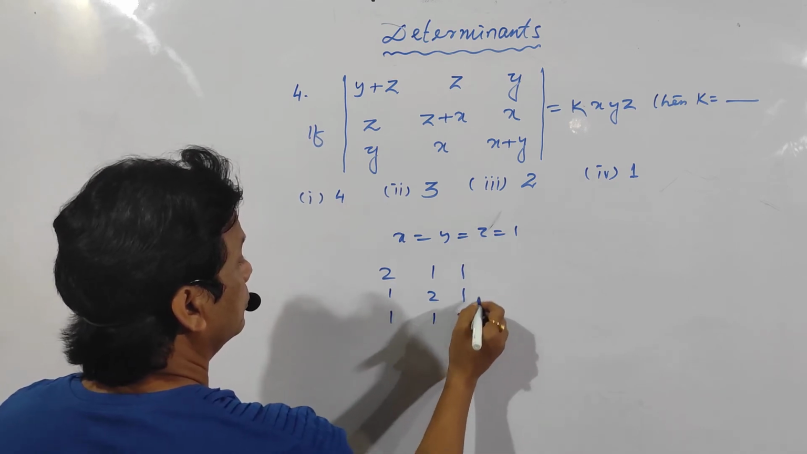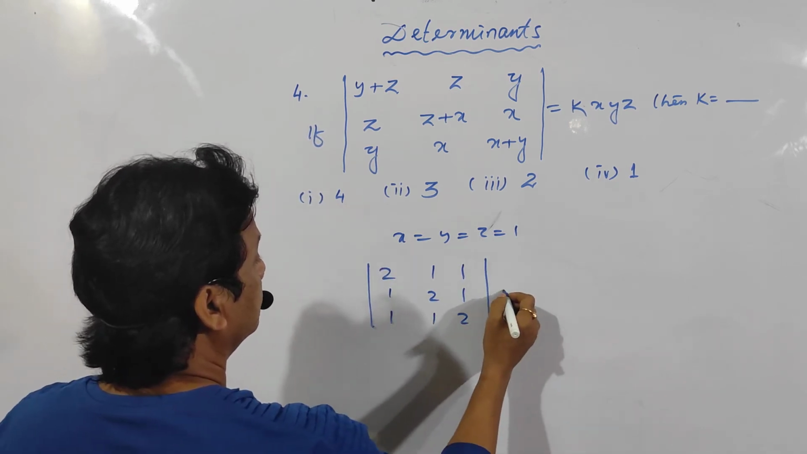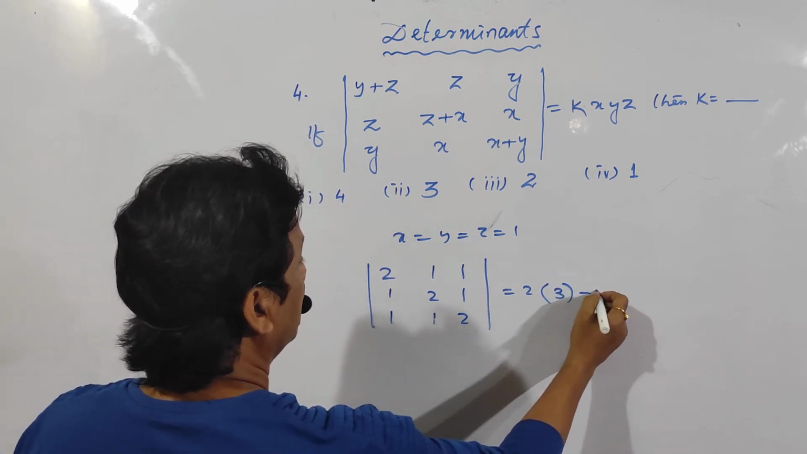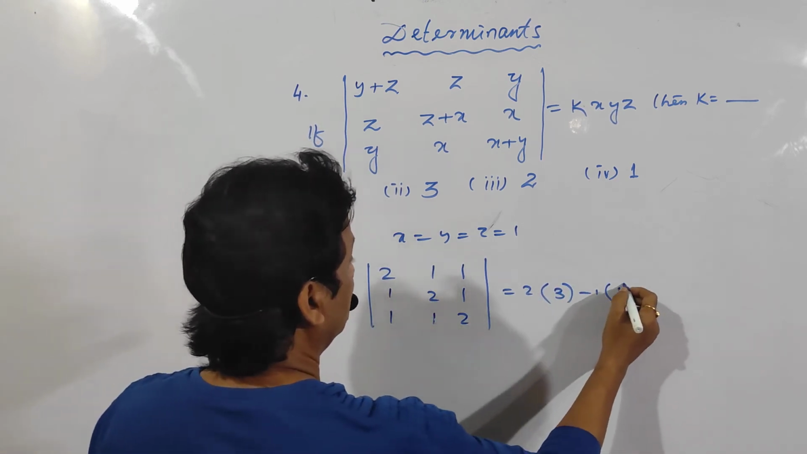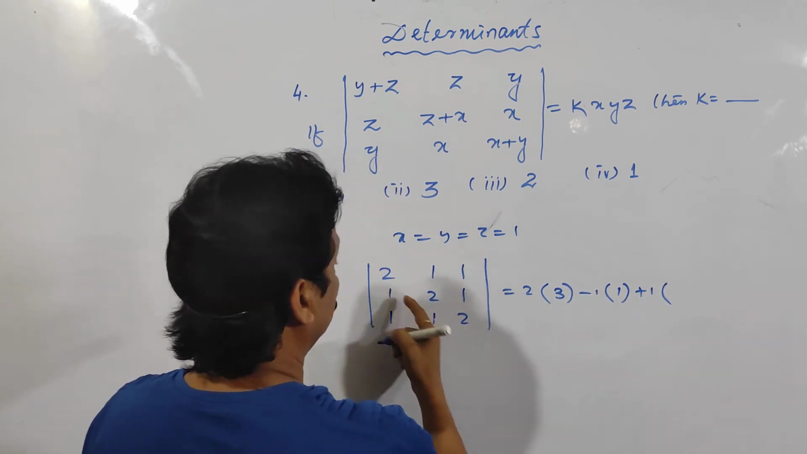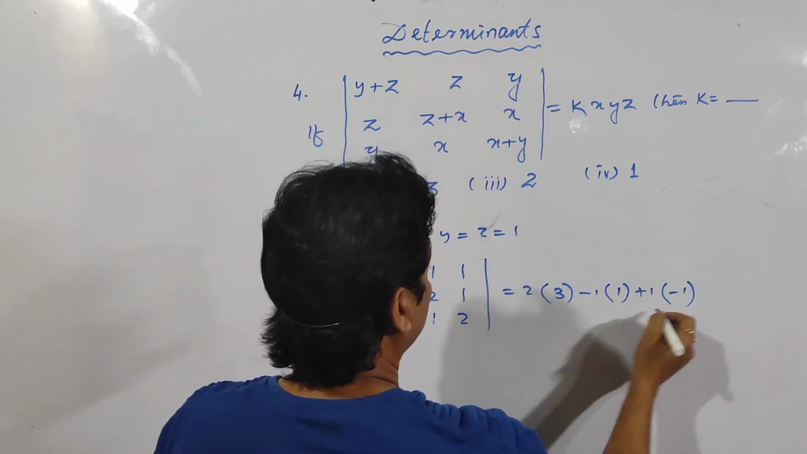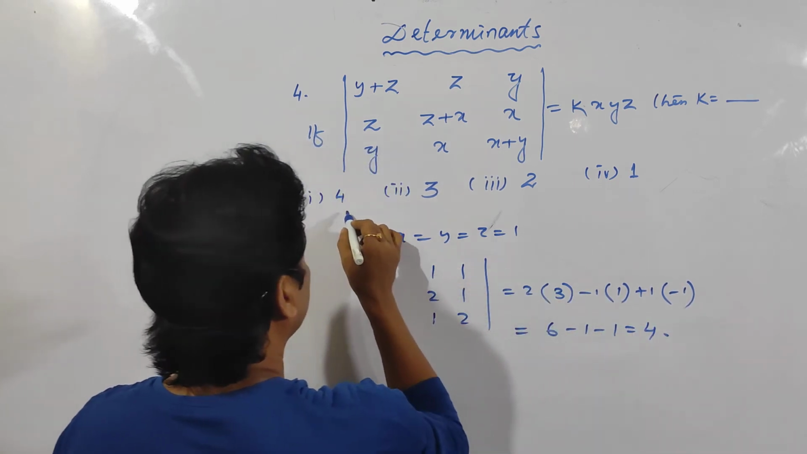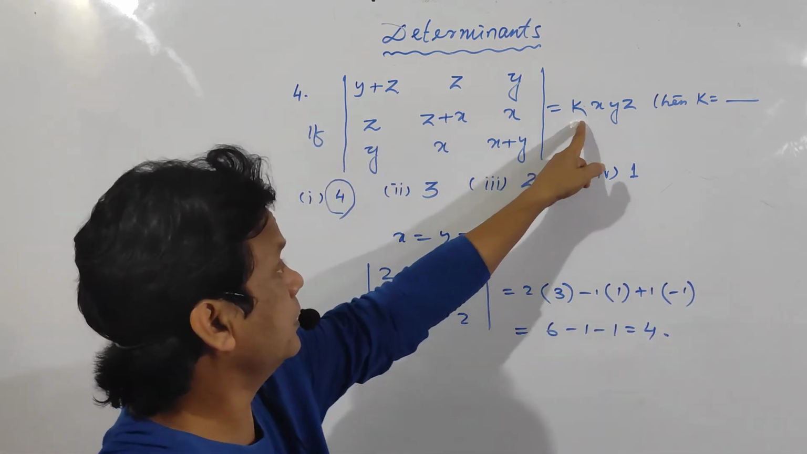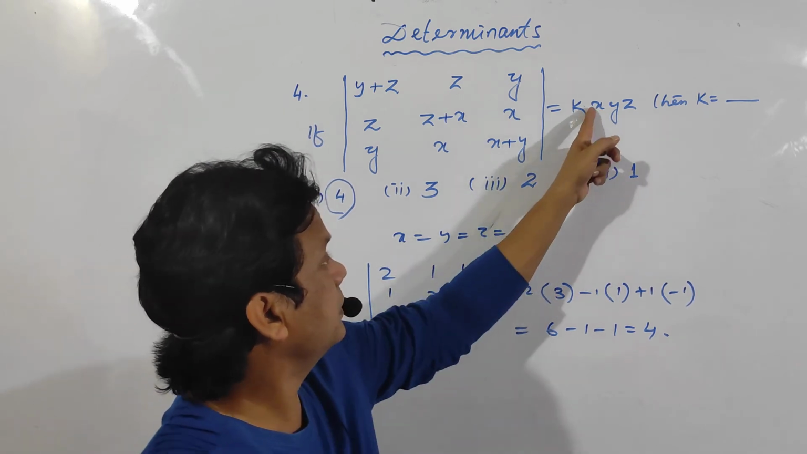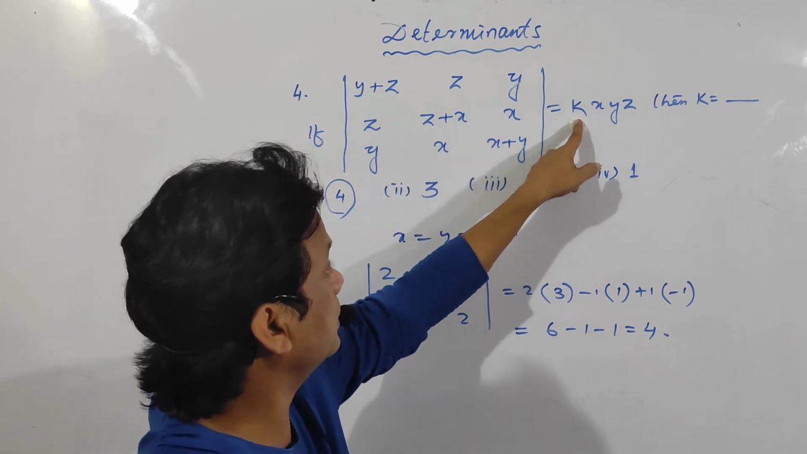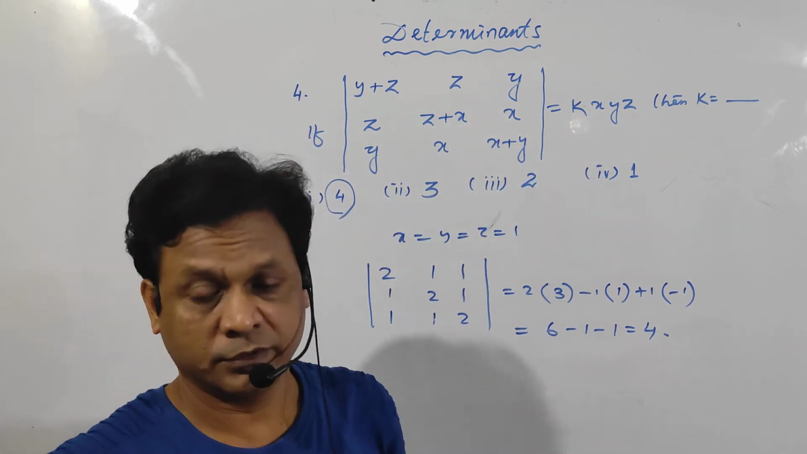Same determinant, and 2 into 4 minus 1 it is 3, minus 1 into 2 minus 1 it is 1, so plus 1 into 1 minus 2 it is minus 1, so 6 minus 1 minus 1 it will be 4. So the answer is this one, because the right hand side becomes x into y into z, which means it will be 1, so k into 1 is k, so the left hand side is 4 and right hand side is k, so k is equal to 4. Clear?